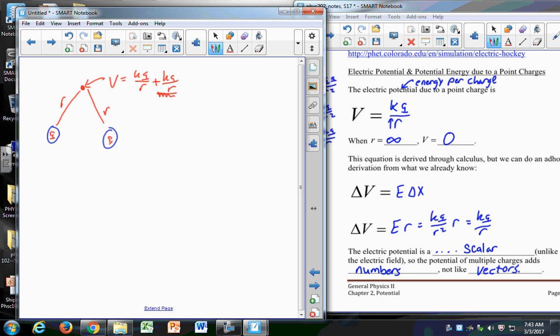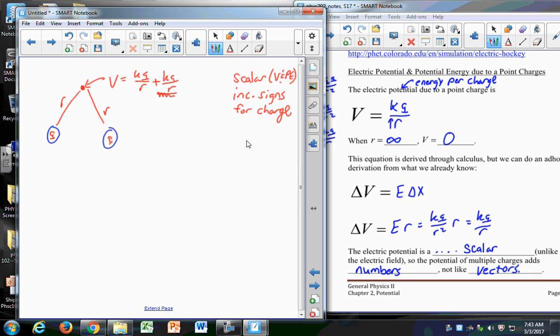So remember, whenever we're dealing with scalar quantities, that is V and the potential energy, you include the signs for the charge, because you can have negative potentials. You don't have negative electric fields, right? Because you give the direction, but you can have a negative potential.